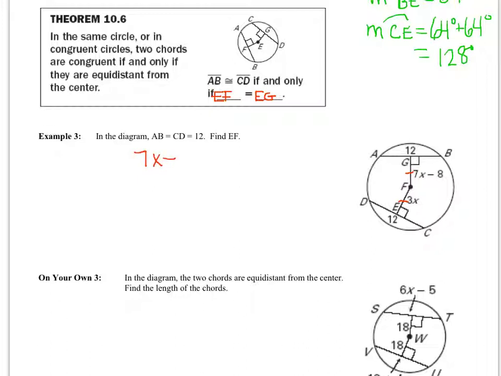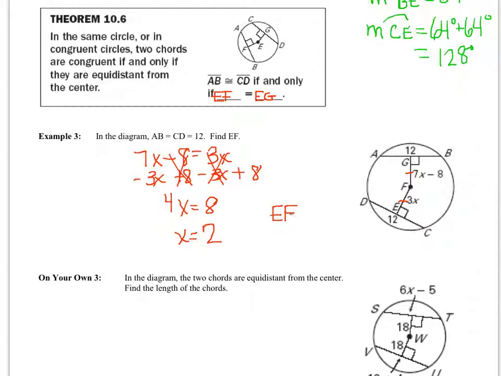Well, I can write an equation here. I can say 7x minus 8 equals 3x. Solving this, I will subtract 3x from both sides to move my x's to the same side, and then add 8 to move my 8 over here. So I have 4x equals 8. Dividing them both by 4, I find that x equals 2. But EF here, that's the distance I want to find, that's 3x. So that's 3 times 2. So I know that EF equals 6. And there's my answer.